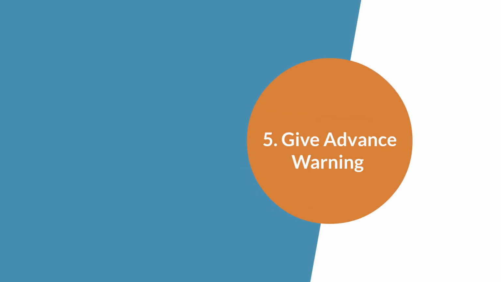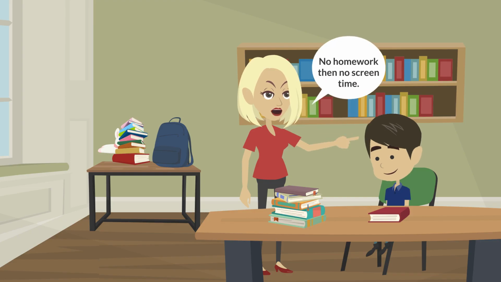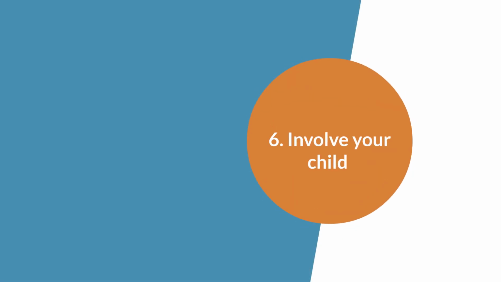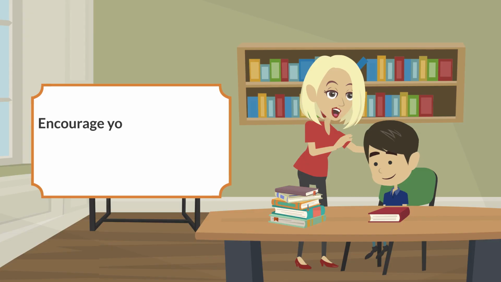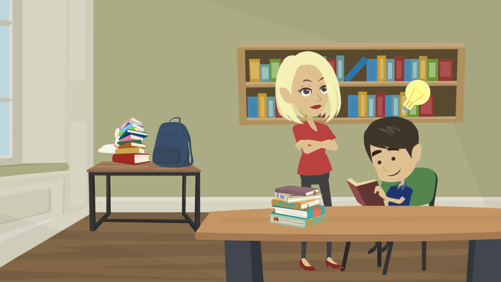5. Give advance warning. Where possible, warn your child in advance of the consequences of a certain behavior. 6. Involve your child. Encourage your child to come up with their own logical consequences for breaking the rules. This helps them learn and understand cause and effect better.